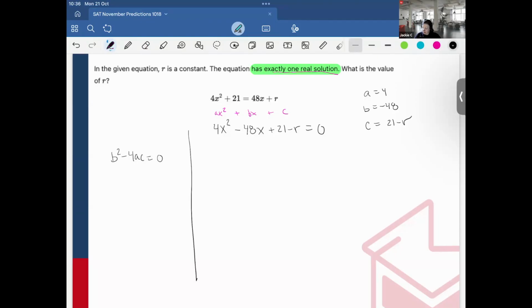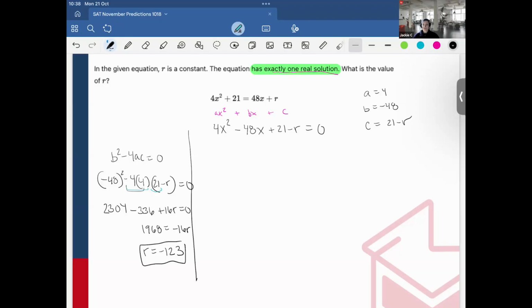Then you just have to plug it in. So it'd be negative 48 squared minus 4 times 4 times my c value, 21 minus r, equals 0. Negative 48 squared becomes positive 2304. This would be negative 16 times 21, which gives me minus 336. And then negative 16 times negative r, always be super careful with your signs, becomes positive, so this would be plus 16r. This will simplify to 1968 is equal to negative 16r, and then divide everything by 16. I have r is equal to negative 123, and that would be the answer.